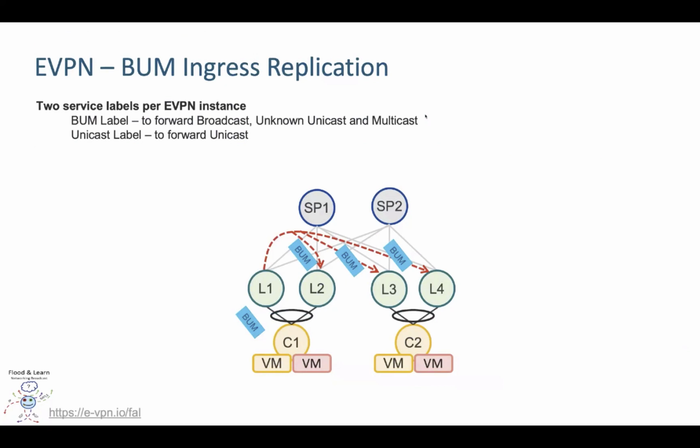There are two service labels in each EVPN instance. There is what we call a BUM label for the broadcast, and there is also one label for the unicast, and we will talk about the details in the next slide.